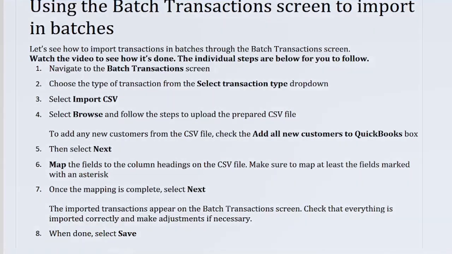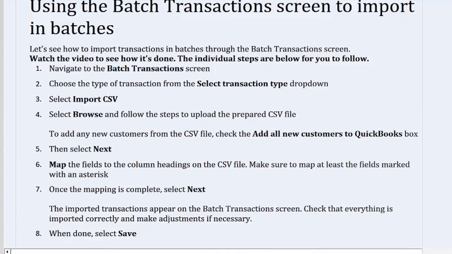To add any new customers from the CSV file, check the Add All New Customers to QuickBooks box. Then select Next. Map the fields to the column headings on the CSV file. Make sure to map at least the fields marked with an asterisk. Once the mapping is complete, select Next.